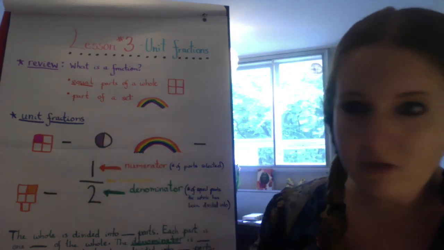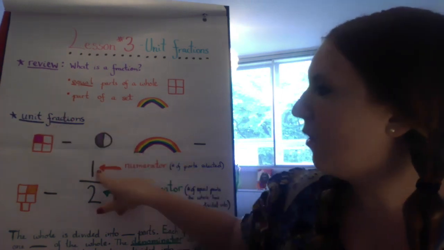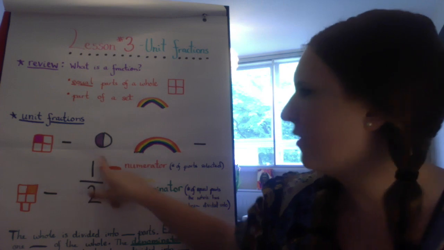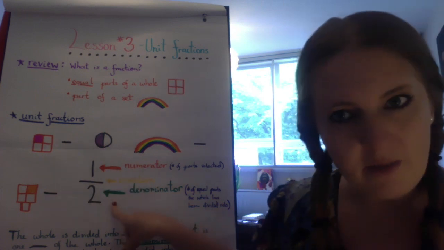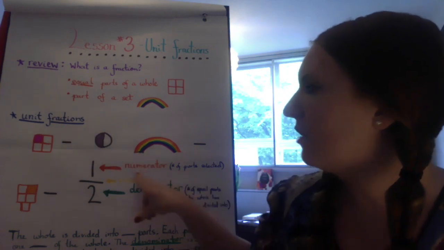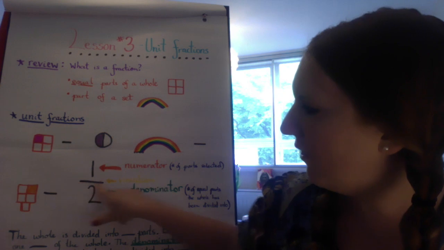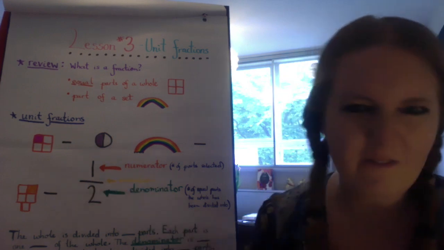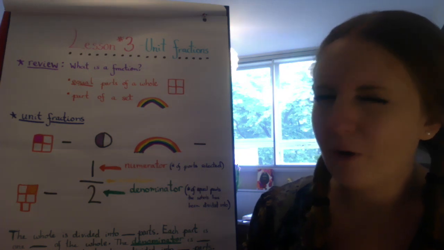And a unit fraction, what we're looking at today, means that 1 will always be the numerator. The denominator might change in a unit fraction, but the numerator will always stay the same. And this kind of line is called a vinculum. That's a fun fact as well. You can ask your adults if they know, they probably won't know.